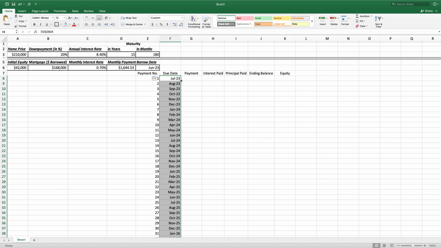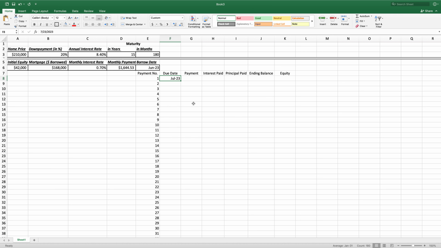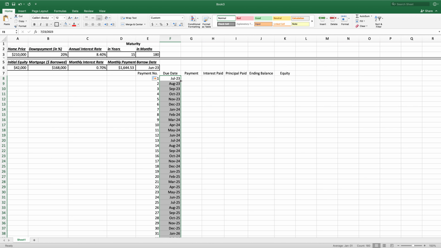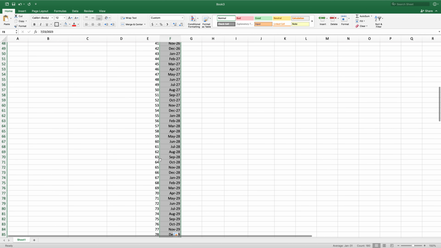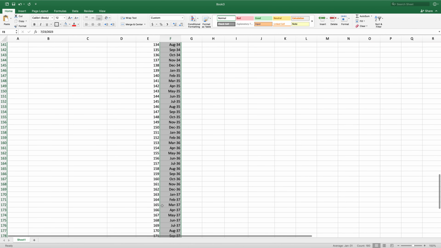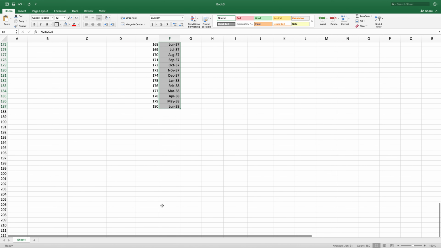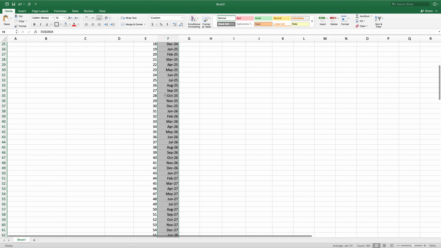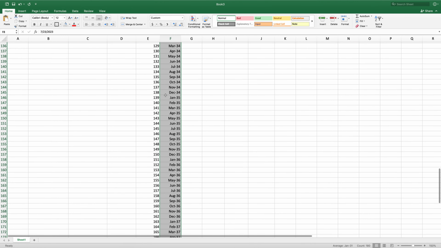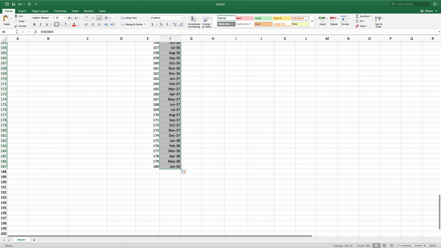So if I just go back, if I just type in July 2023 and then take my cursor and put it in the lower right-hand corner like this, and then just double-click, then it should fill in the rest for me. Once you do the first column, you don't have to scroll and drag it all the way down like that. It'll figure it out. Okay, so our last payment, it looks like, is going to be made in June 2038.